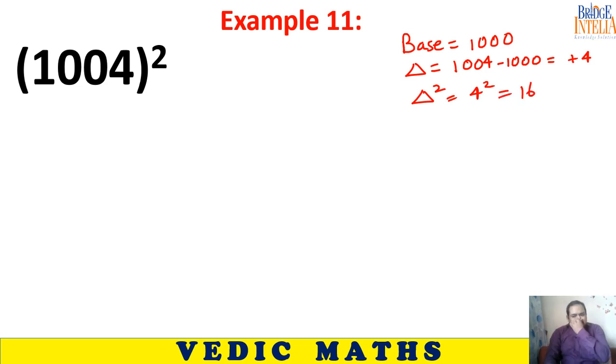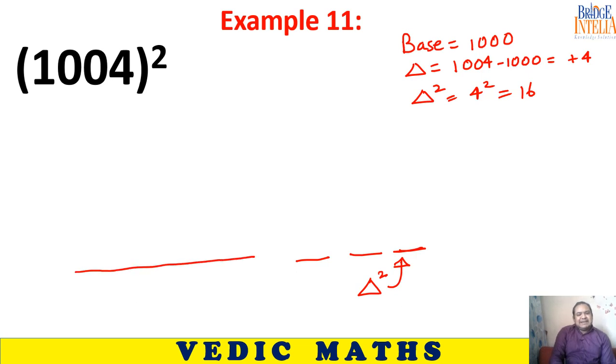What will be the shortcut? Base is 1000 and 1000 has 3 zeros. So this time we have to make 3 blank spaces, and in these 3 blank spaces we have to write the value of delta square. Here there is one single blank. In this blank we have to double the deviation of the original number. Original number is 1004. So let's fill in the blanks now.